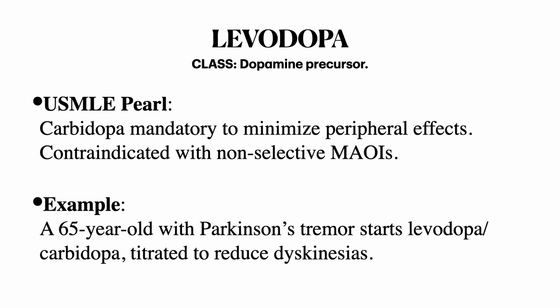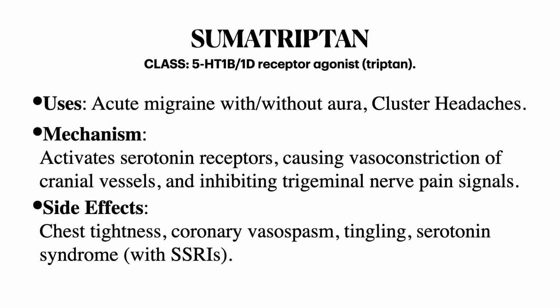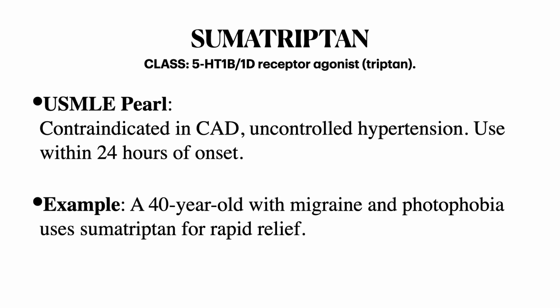The other drug we have is sumatriptan. It belongs to the 5-HT1B/1D receptor agonist class, that is the triptans. The uses are acute migraine with or without aura, and also cluster headaches. The mechanism of action is that it activates serotonin receptors, causing vasoconstriction of cranial vessels and also inhibiting trigeminal nerve pain signals, right? The side effects of this drug are chest tightness, coronary vasospasm, tingling, and serotonin syndrome like with SSRIs, right? So the USMLE pearl is that it is contraindicated in CAD, that is coronary artery disease.